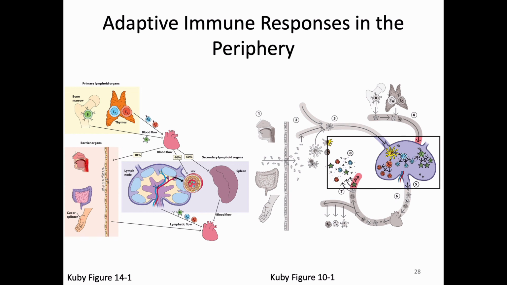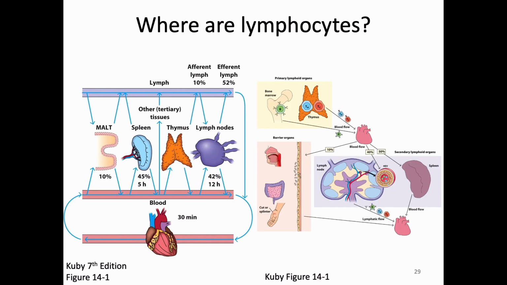You can also see that some fraction of the cells are going to go into other secondary lymphoid organs. Some of them are going to spend a lot of time in those secondary lymphoid organs. Some of them are more going to spend their time in the blood. You can also see some of this info here. If your cell just stays in the blood, it makes a complete circuit of your body, heart, all the way around back to the heart in 30 minutes. So every 30 minutes, it makes a circuit.